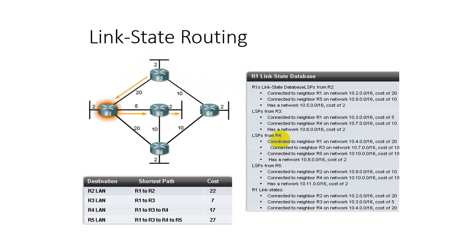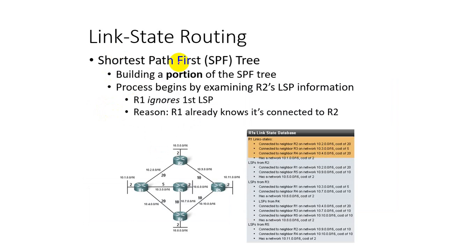Similarly, the LSP of R3, R4, R5, and R1 link. Okay, for this also it will have an LSP. Shortest path first, SPF tree. Building a portion of the SPF tree, the process begins by examining R2's LSP information. R1 ignores the first LSP, and the reason is R1 already knows it's connected to R2. So this one is already connected to R2, so it will ignore its first LSP. So R1 will have a link state.